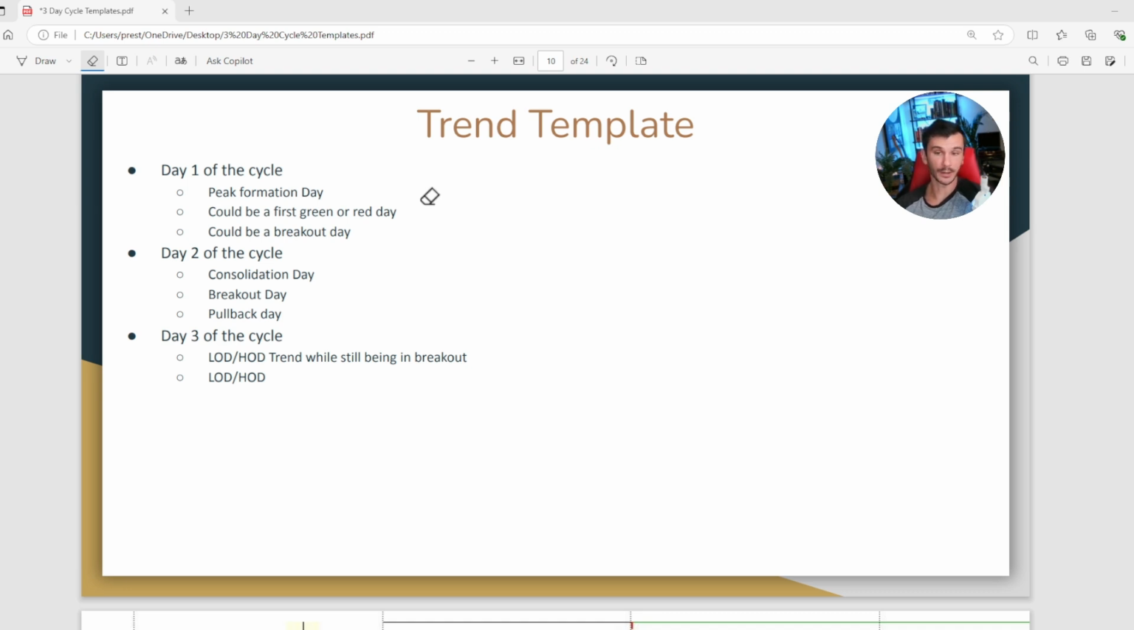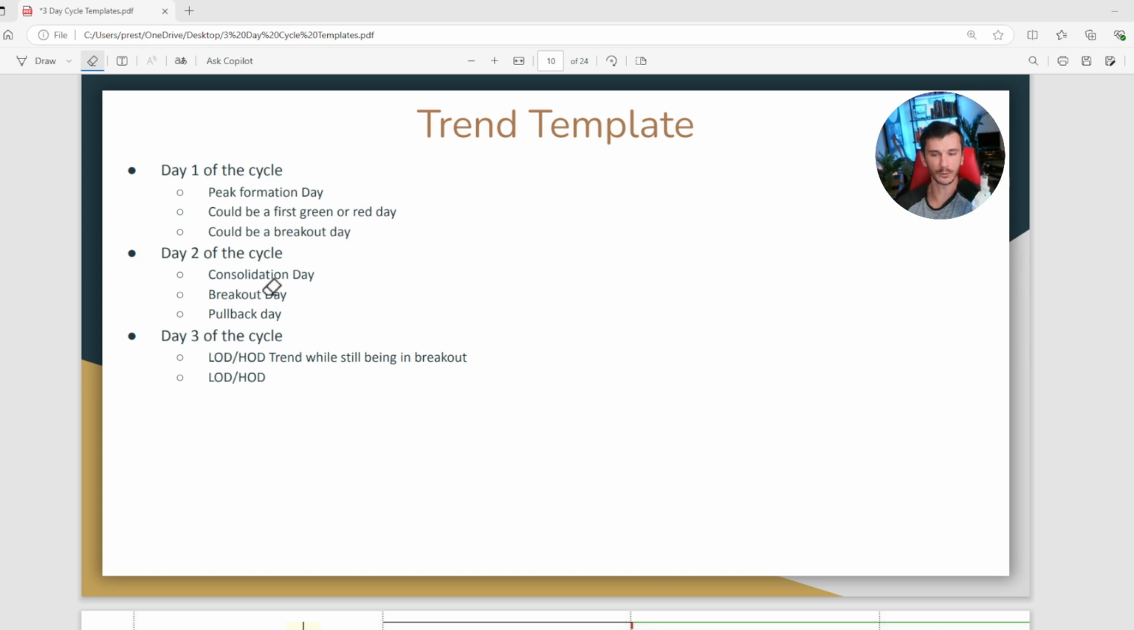Day one of the cycle could also be a first red or a first green day. Day one of the cycle could also be a breakout day. And remember, because the market only does three things, keep that in mind. If it's a breakout day, is the breakout going to succeed? Is the breakout going to fail? Those are some of the questions you really need to be asking yourself and projecting those levels across.